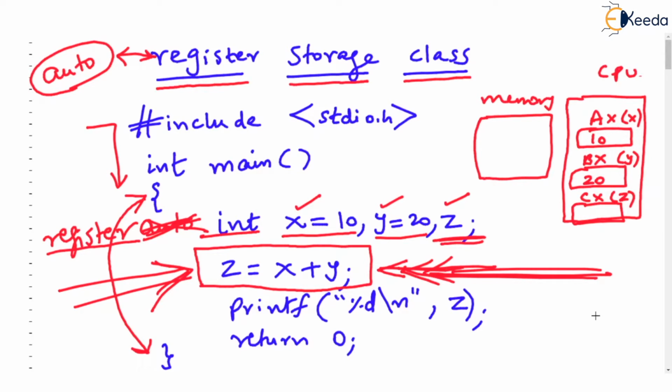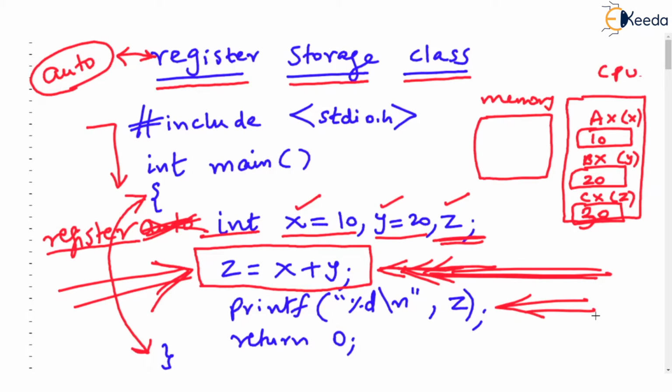Now the nice thing about this is, the values of X and Y are already in the CPU. So no transfer from memory to CPU and CPU to memory needs to be done. The CPU will easily add 10 and 20 and store the result right over here in Z. And then we are printing Z, which will be 30, isn't it?